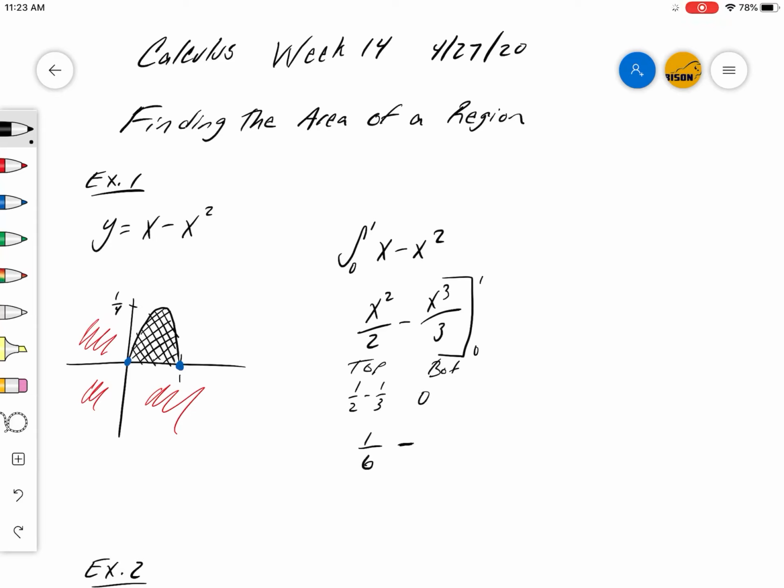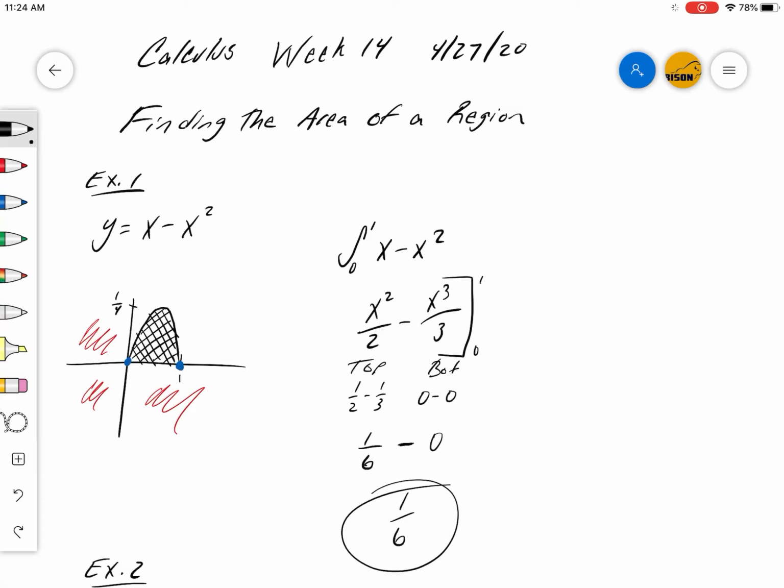And then we subtract whatever we get when we plug in the bottom. The bottom would be 0 squared, which is 0 over 2, which is 0, minus 0 cubed, which is also 0 divided by 3, which is 0. So we got 0 minus 0 here, which is 0. That tells us 1/6 minus 0 is 1/6.